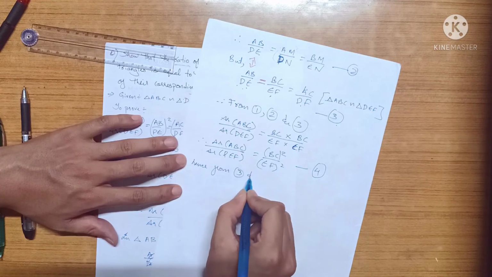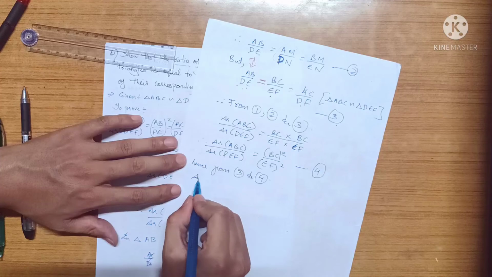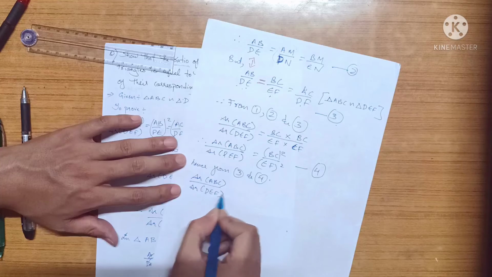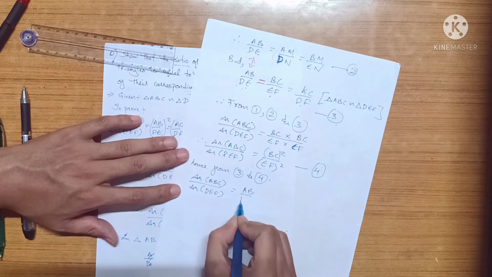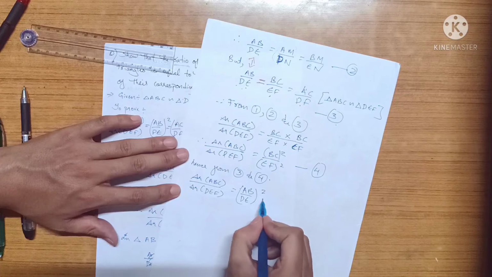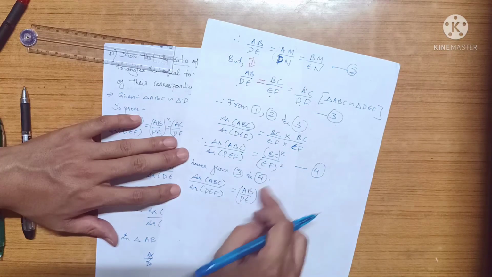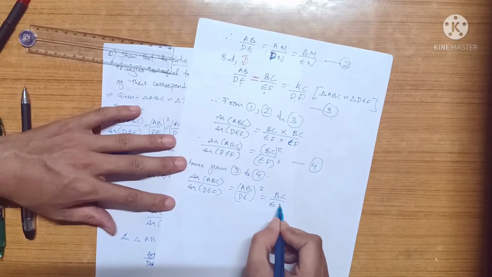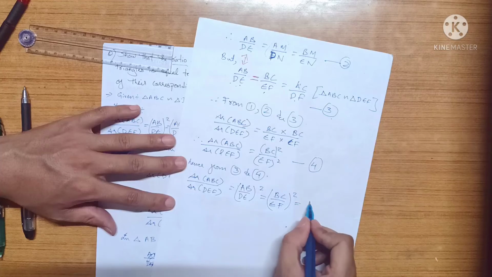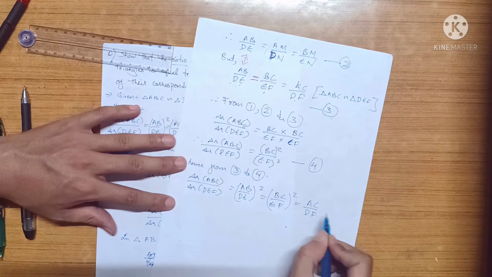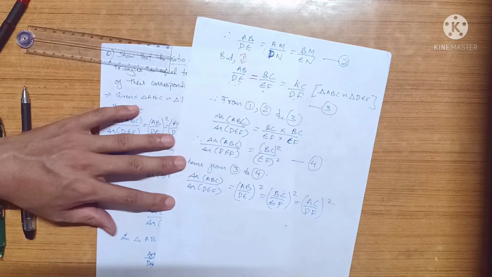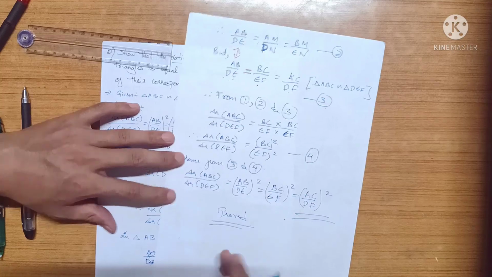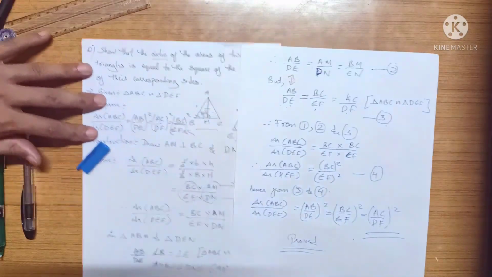Hence, from 3 and 4, area of ABC by area of DEF is equal to AB by DE whole square. I'm just taking the square common, okay? You can write AB square by DE square also, it doesn't matter. Actually, that's way easier. That's more likely how we'll be using it in the exercises with different squares, but it's the same thing, okay? Hence proved. So that's the theorem of area of similar triangles.